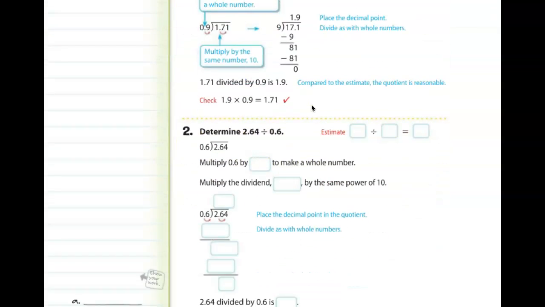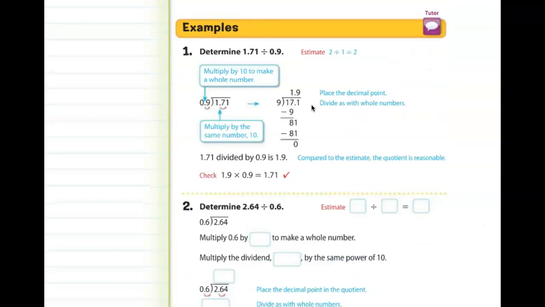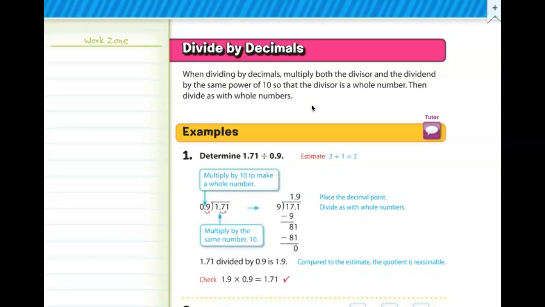All right, we need to be in chapter 2, lesson 2. You need to be on page 116 if you aren't already there.